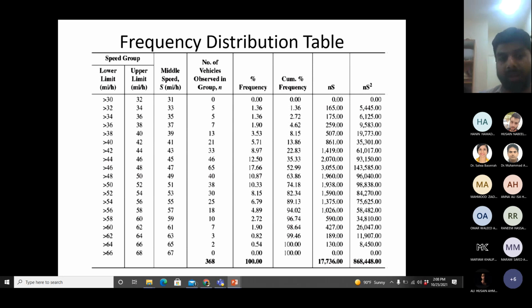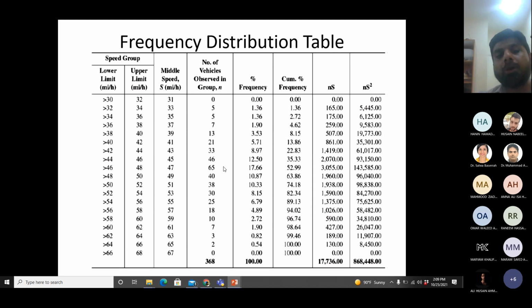So what happened actually in the field? The actual minimum speed of the vehicles was not 30. It was somewhere above 32. So I made an extra group from 30 to 32, knowing that I will have 0 values in it, because the actual lower limit of the speed was above 32. Similarly, the highest speed was 66 miles per hour, and again I made an extra group, even though I knew that there will be 0 values in that group.